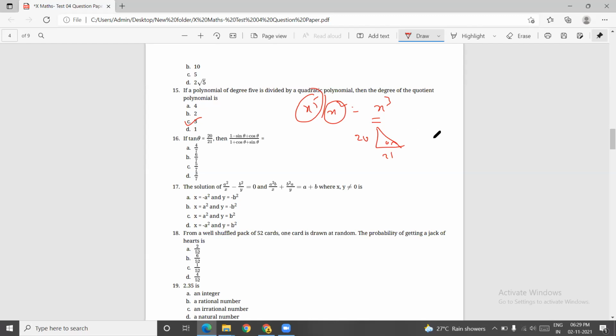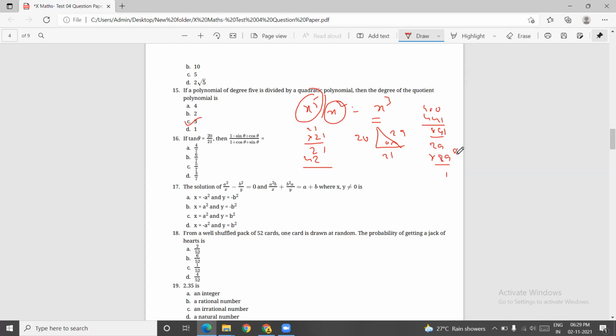What is the hypotenuse? I can say it is 29. 20 square is 400. 21 square is 441. 21 into 21, 441. It is 841. 841 means 29 into 29.